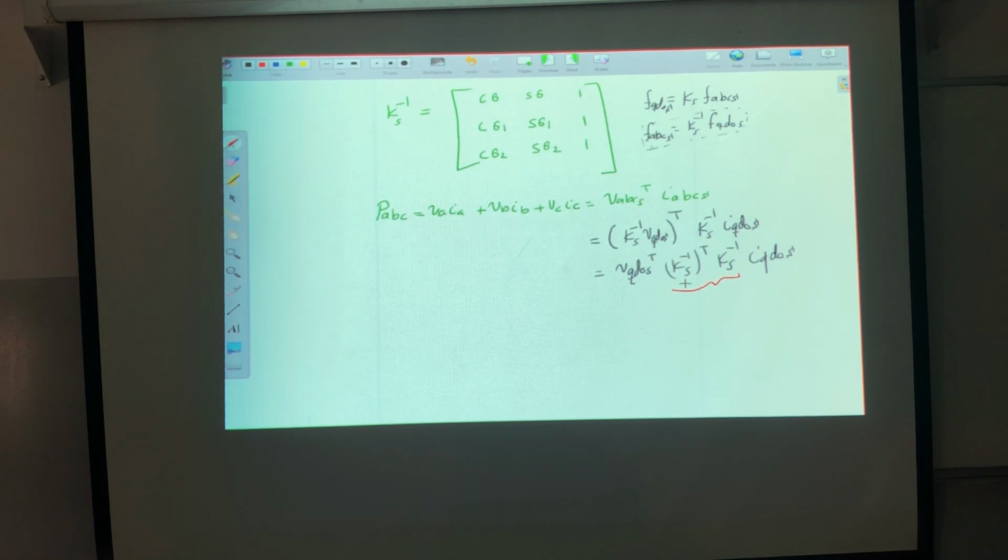Okay. So now let's try to evaluate this one, which is the KS inverse transpose multiplied by KS inverse. Do we have the KS inverse? Yes.